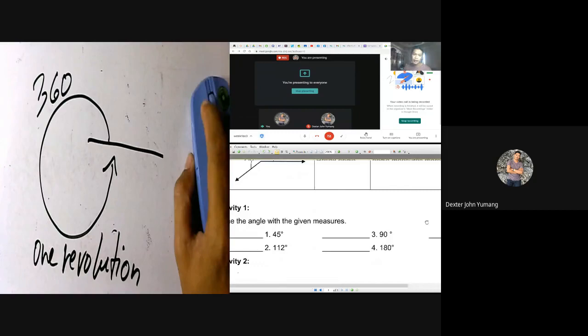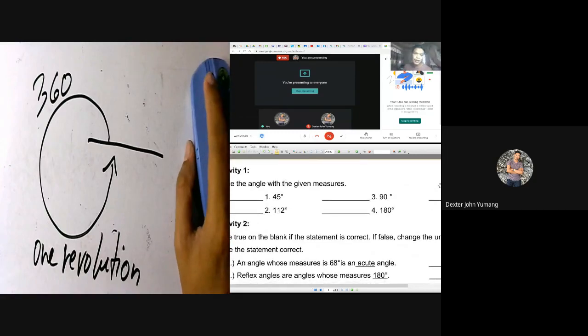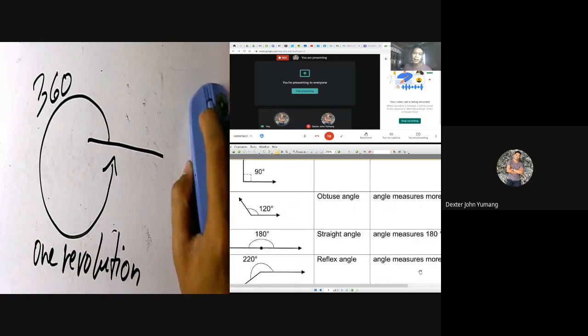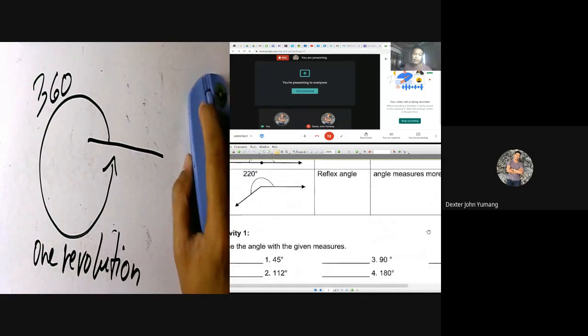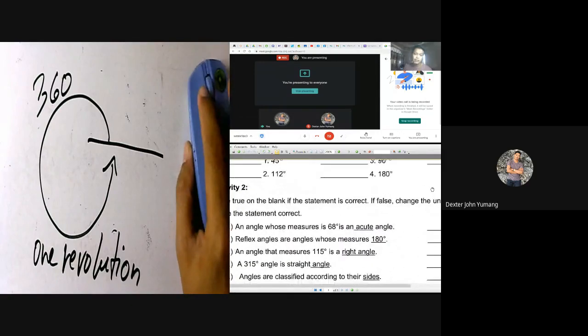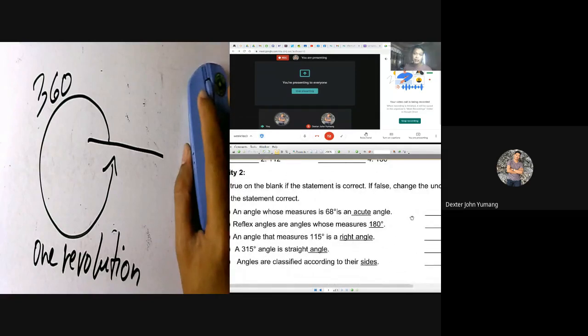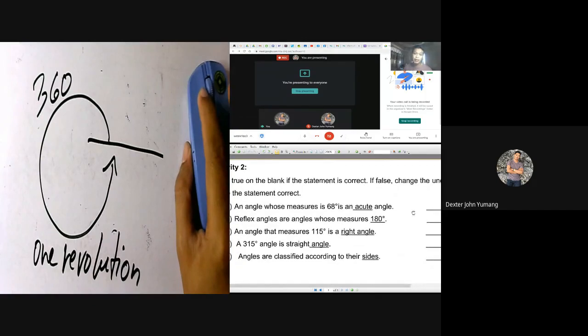Now, in activity 1, I would like you to identify the different angles that can be formed or that could be identified given the measures. Example, 45 degrees, 112 degrees, 90 degrees, and 180 degrees. Ano pong isasagot dyan? Ang isasagot lamang dyan, yung mga different angles according to measures na binigay. Next, activity number 2. Lagyan lamang po ng true or false based sa underlined word na binigay. Kung tama ba yung statement or kung mali.